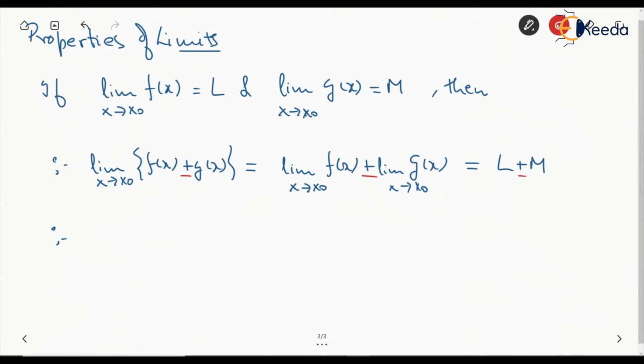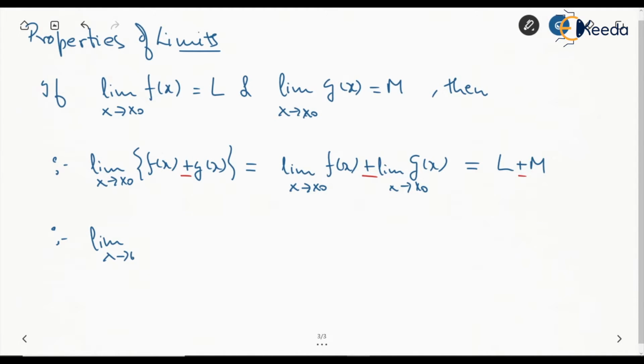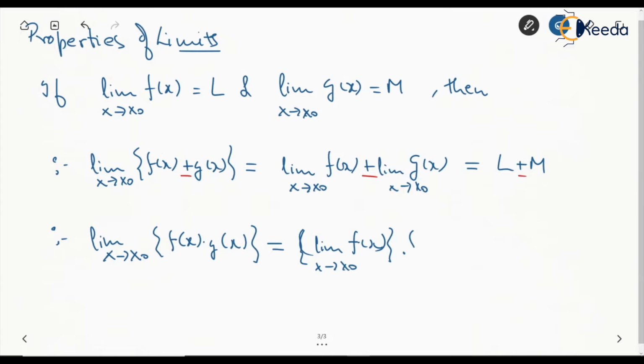And there are possibilities that it is in the form of a product. So limit x tends to x naught for f of x g of x is given by limit f of x for x tends to x naught into limit g of x for x tends to x naught, and it can be given as L into M.